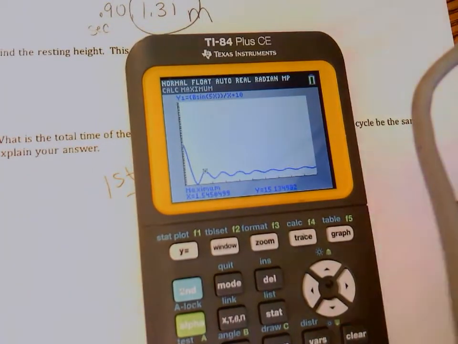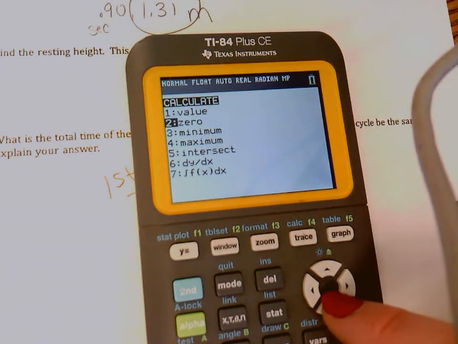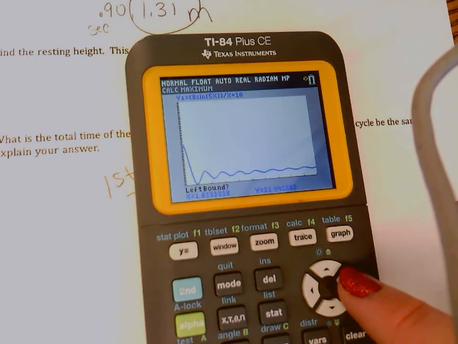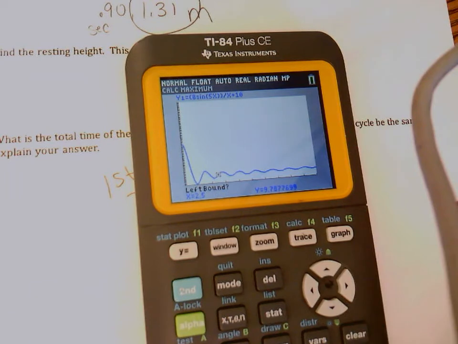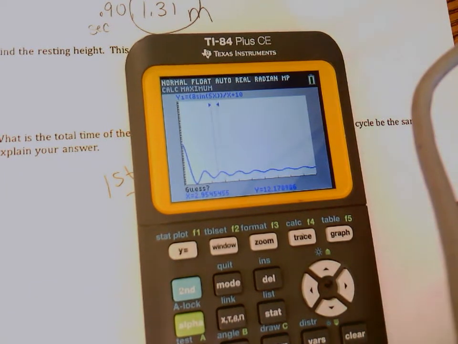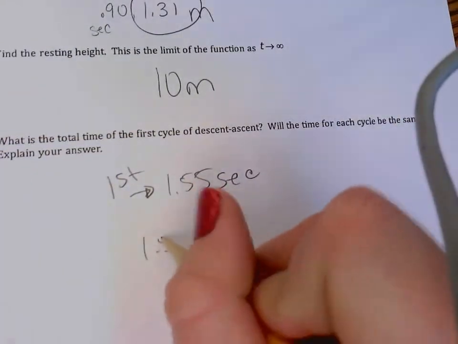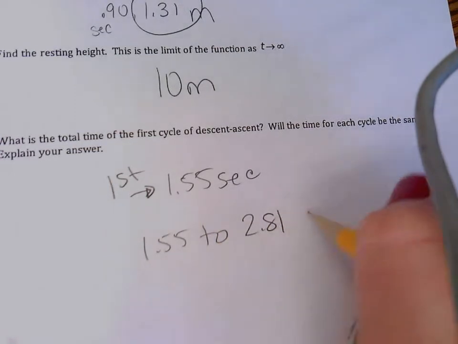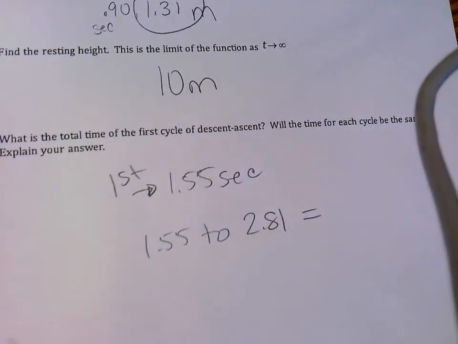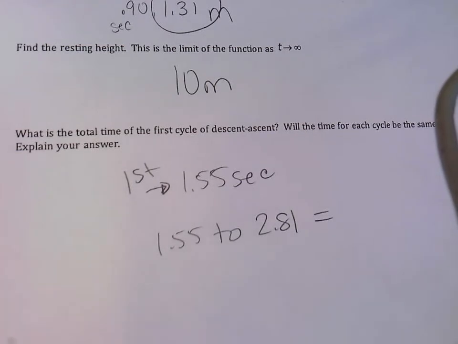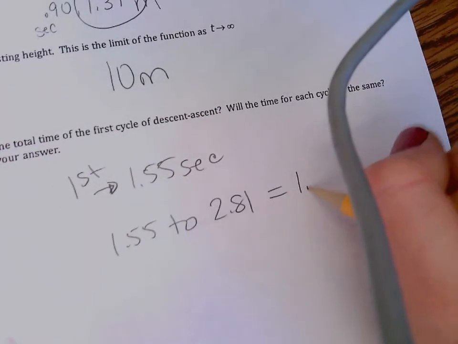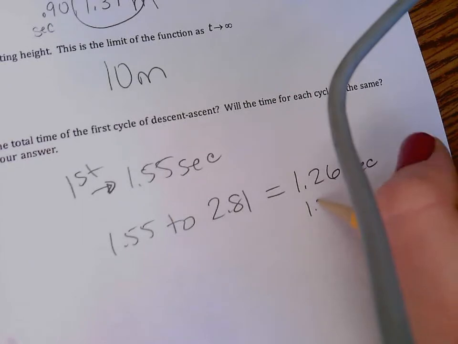So then I'm going to go second, calculate again, maximum. Go to the left side of that second maximum point. Go to the right side. Go back to the top, hit enter. What's that? 2.81. So 1.55 to 2.81 is how many seconds? Oops. 2.81 minus 1.55 is, what'd you say it was? Oh yeah, we must have rounded just slightly differently, 1.26 or 1.27.